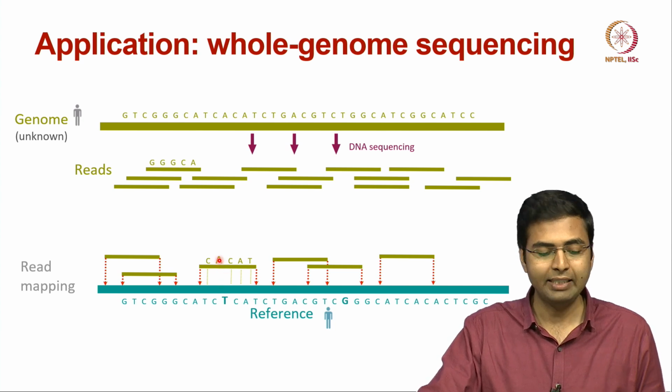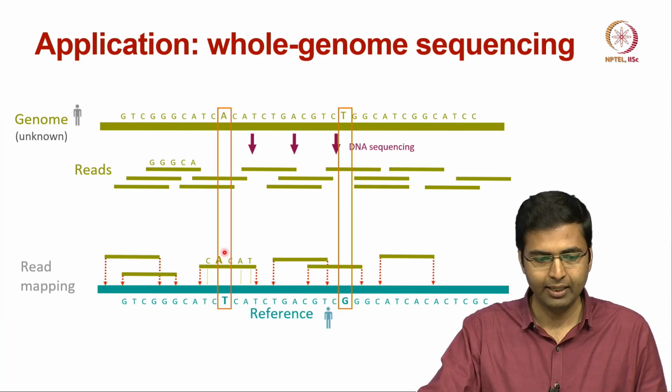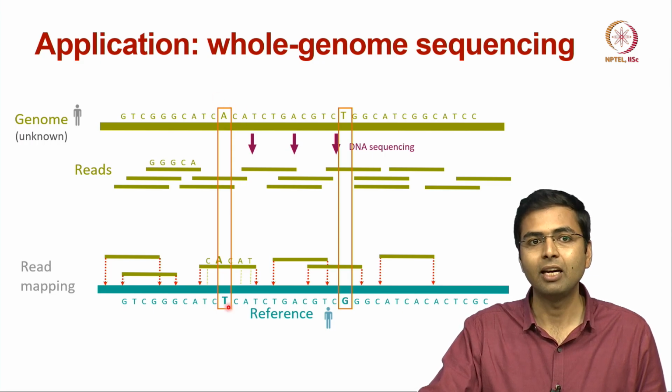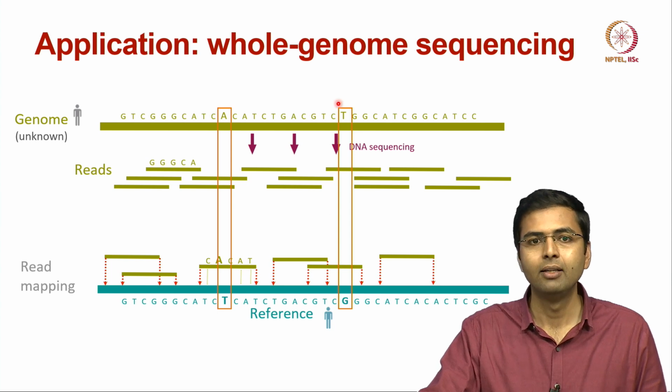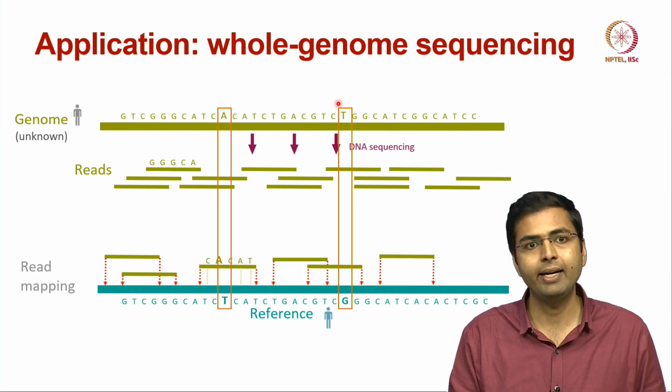So, for example, if I see many reads aligning to this region, and suppose all those reads are saying that there is a different character instead of a T here, then I know that in the target genome that I want to sequence, there is a different character instead of a T in my unknown genome. Similarly, there is another mutation, T instead of G at this location. So, these alignments give us the information about what mutations exist in my target genome.